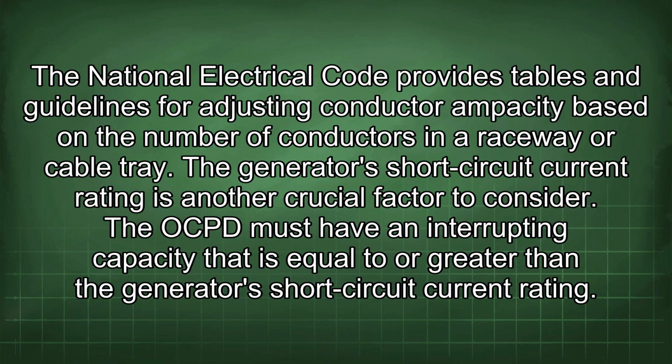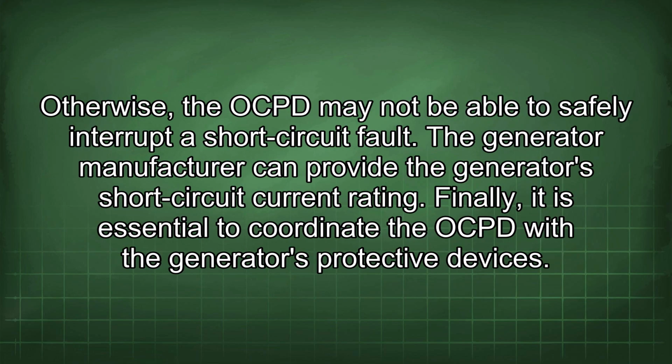The generator's short-circuit current rating is another crucial factor to consider. The OCP must have an interrupting capacity that is equal to or greater than the generator's short-circuit current rating. Otherwise, the OCP may not be able to safely interrupt a short-circuit fault. The generator manufacturer can provide the generator's short-circuit current rating.